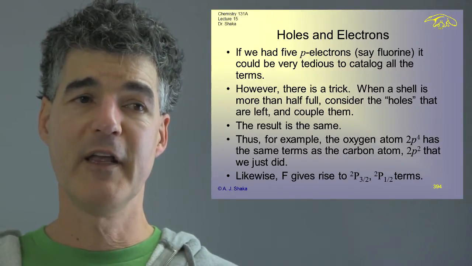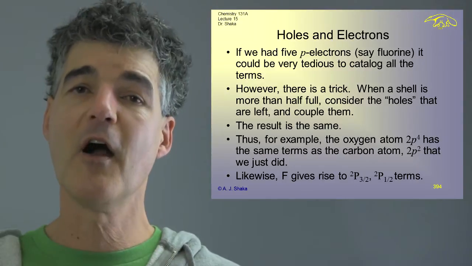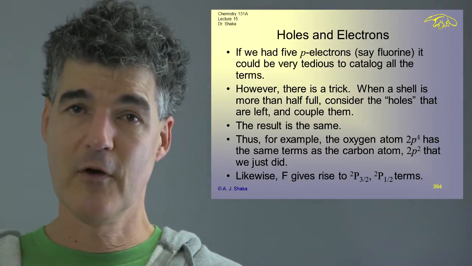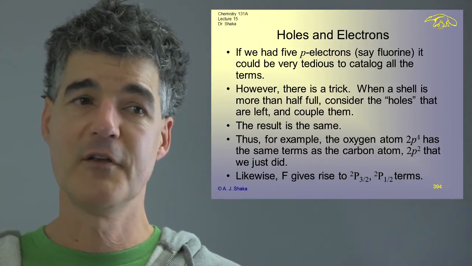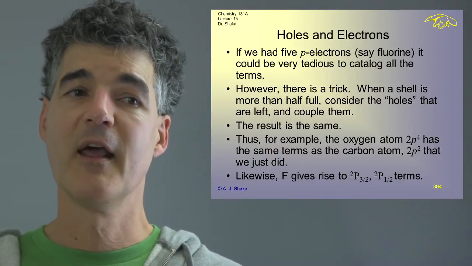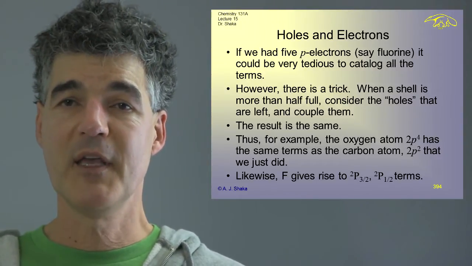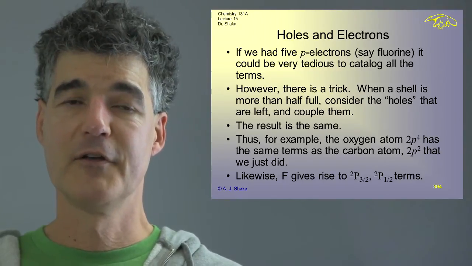For fluorine, for oxygen, which has 2p4, 4 electrons, you get the same terms as carbon that had 2p2 that we just did. And likewise, fluorine gives rise to doublet p3 halves and doublet p1 half terms.